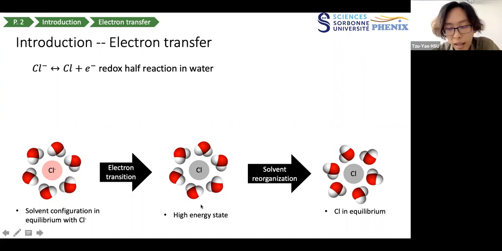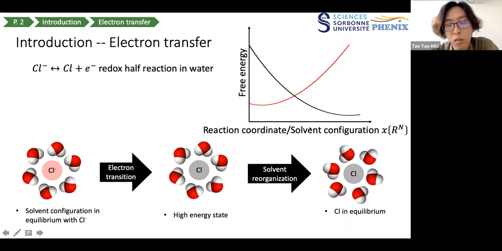So we can trace this reaction path. We can trace the free energy with respect to the solvent configuration here. So at the beginning, we are at this point, the minimum of one free energy curve. And once the electron transition happens, we vertically raise the free energy to this point because the solvent configuration is frozen here. And then we follow this black curve down to the minimum here, while letting the solvent reorganize.